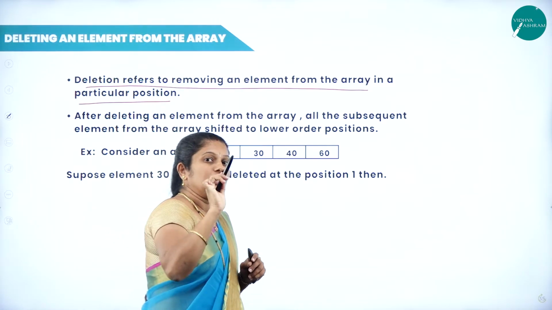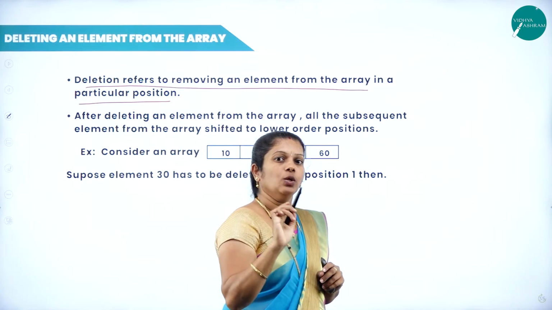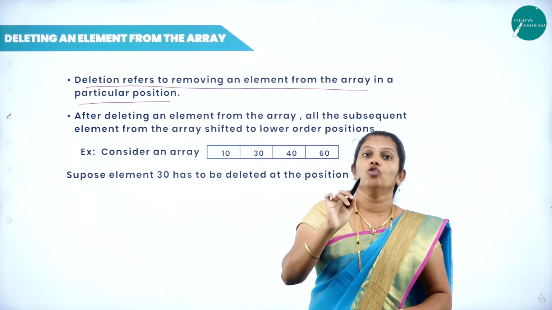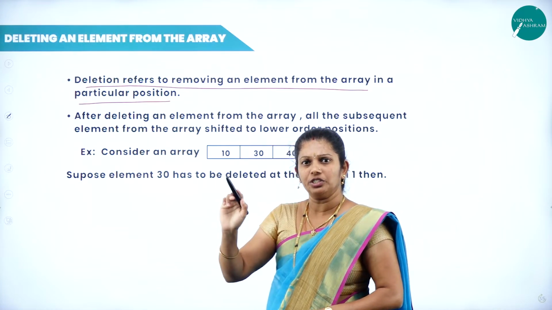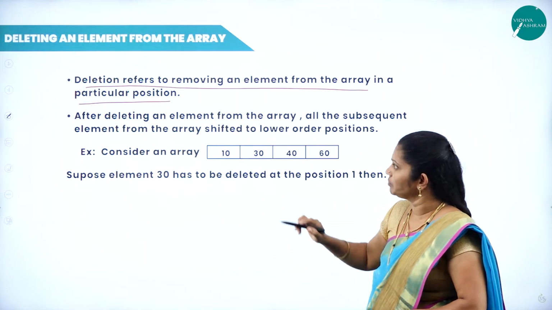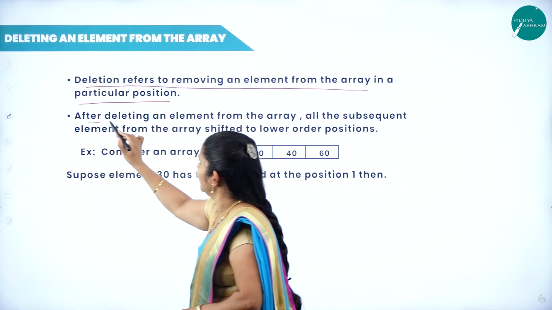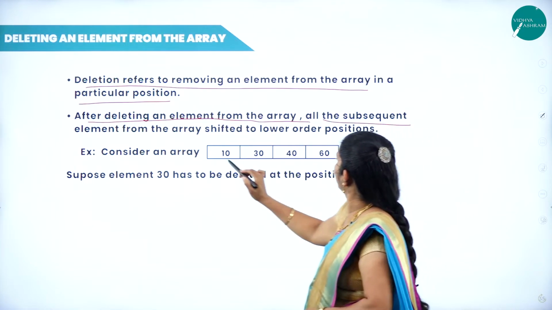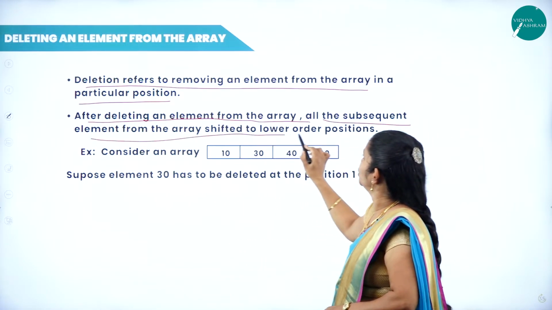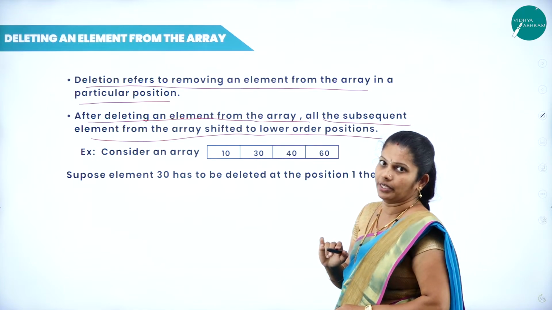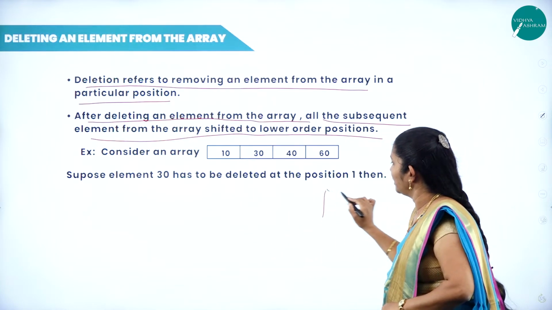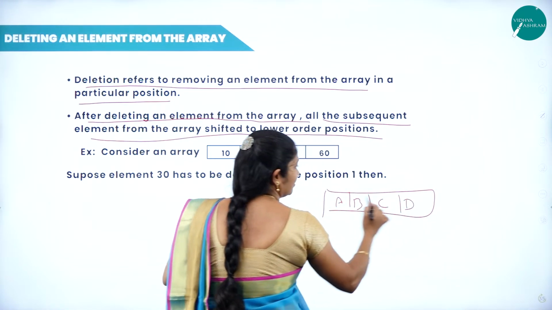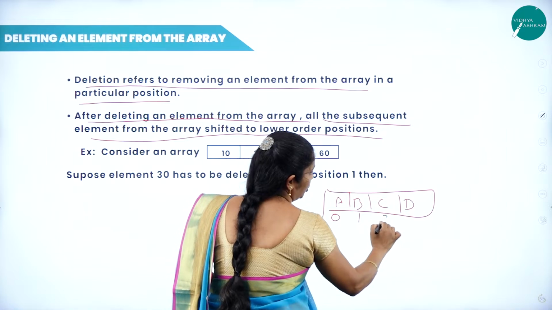Already I told you, whichever position we want, at that position we can delete the item. Here no need to mention which element it is. Only thing you have to mention is the position. After deleting an element from the array, all subsequent elements of the array are shifted to lower order positions. Consider we have the array elements A, B, C and D. Position wise 0, 1, 2, 3.